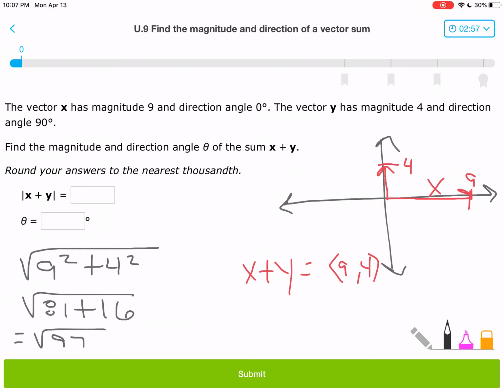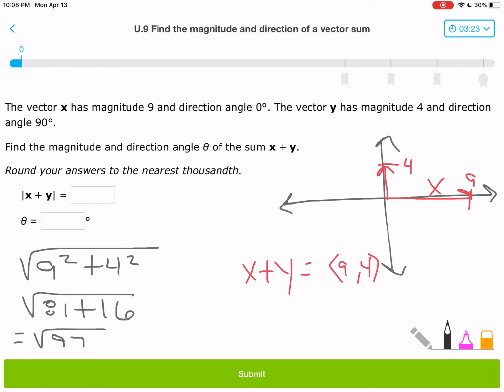And now notice it says round your answer to the nearest thousandth. When it says that, that's usually an indicator that you're not going to be getting a perfect answer. It's giving you an indication that you're going to get a decimal and you're just going to round it. We're going to estimate the square root of 97, so we can put that in our calculator and find what that equals.